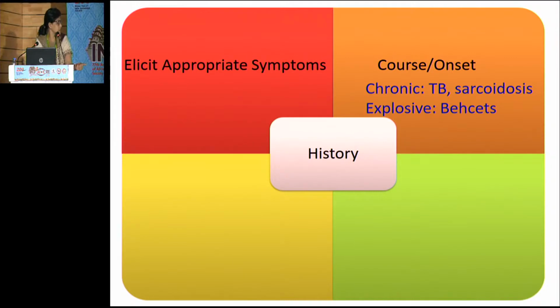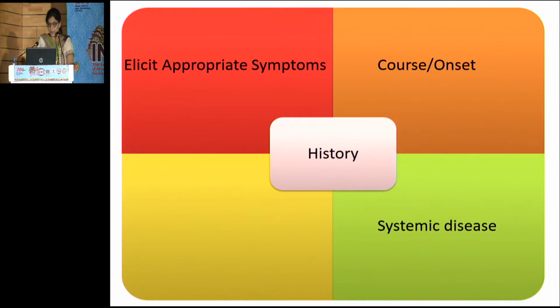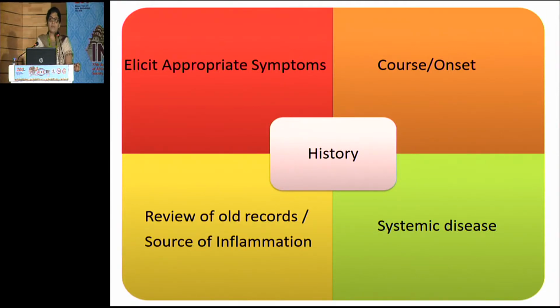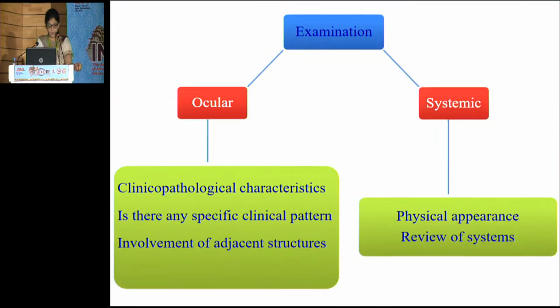Many diseases like TB and sarcoid are very chronic. And what Padma had mentioned about Behçet's, it's very explosive. The patient will come characteristically saying, suddenly there is a drop in vision or there are black spots in front of my eye. So these are important things which we need to keep in mind. And of course, systemic diseases, the patient may not disclose it to you, but it is important for us to look at the patient very carefully. Look for vitiligo patches, genital ulcers. Is the patient immunocompromised? And of course, always get all the old records with the patient because that will definitely give you clues in managing the patient, and it will also give you sources of inflammation.